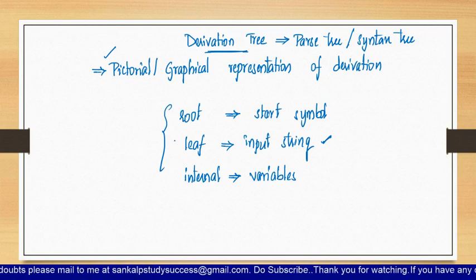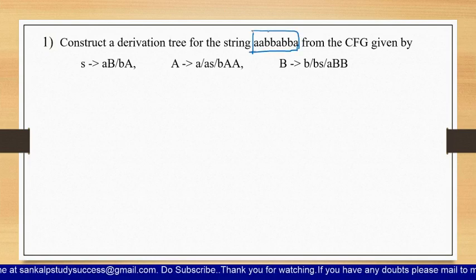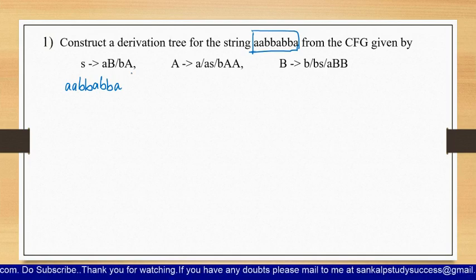So here let us see an example of a derivation tree. Construct a derivation tree for the string aabbabba. For this input string, we are going to construct a derivation tree. This is the input string which is given in the question. Now, first of all, in order to draw the derivation tree, the first step is to derive the derivation for the given input string. So how do we derive it? From the context-free grammar which is already given here.